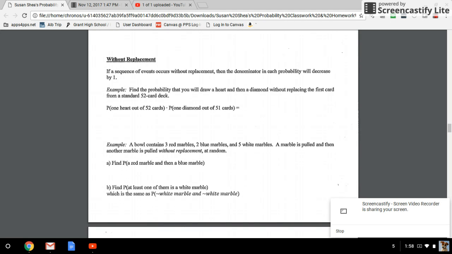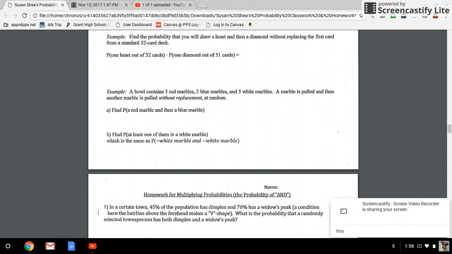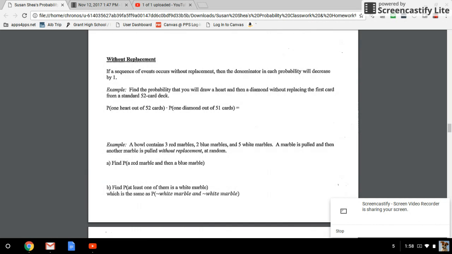Let's talk about without replacement. It's not going to change it too much, but what's going to change if you don't replace it? Your denominator. If a sequence of events occurs without replacement, then the denominator in each probability will decrease by 1. Find the probability that you will draw a heart and then a diamond without replacing the first card. So 13 hearts out of 52 cards. And if you don't replace that, then it's 13 diamonds out of 51 cards.